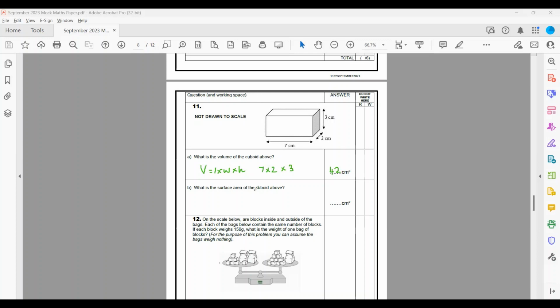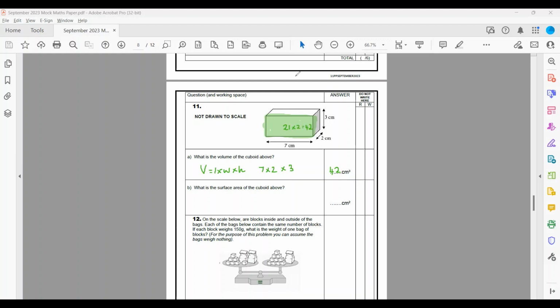We've then been asked for the surface area of the cuboid. With the surface area, remember with a cuboid, the front and back faces will be the same. So this face here will have the same area as the back face. We can work out this area here. This would be 7 long by 3 high, which is 21. We can times that by 2 to account for the back as well, giving us 42.